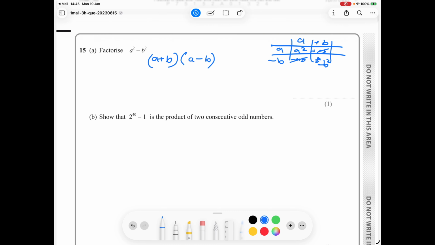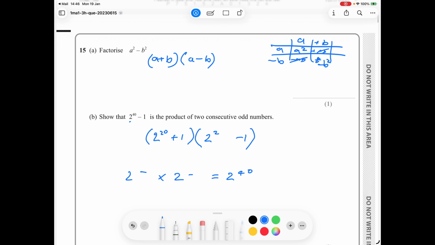Okay, so show that 2 to the power 40 minus 1 is a product of two consecutive numbers. I can assume it's something to do with what's on top of us. So I'm assuming that whatever it is, it's consecutive odd numbers, and it's going to be plus 1 and minus 1. So this is the difference of two squares. What do I times by itself to make 2 to the power 40? It would be 2 to the power something times 2 to the power something equals 2 to the power 40. And you add the indices, so it's going to be 2 to the power 20 and 2 to the power 20.